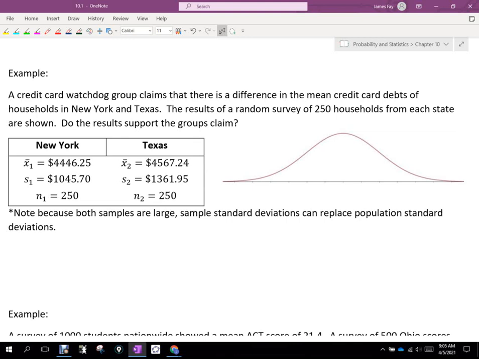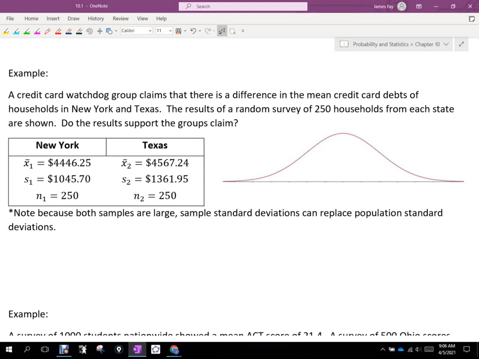Here it says a credit card watchdog group claims that there's a difference in the mean credit card debts of households in New York and Texas. The results of a random survey of 250 households from each state are shown. Do the results support the group's claim? So can you have credit card debt as a person in New York and then be the same person living in Texas? Is that possible? Can you live in New York and Texas at the same time? No.